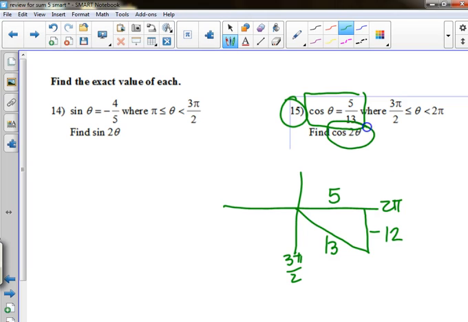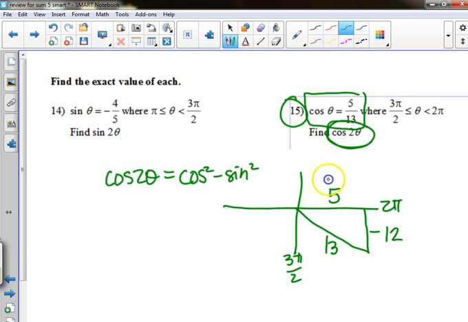Okay, it wants the cosine of 2 theta. Take your choice. Which one would you like to use? There's 3 trades for cosine of 2 theta. Cosine squared minus sine squared. I like to use that one too.